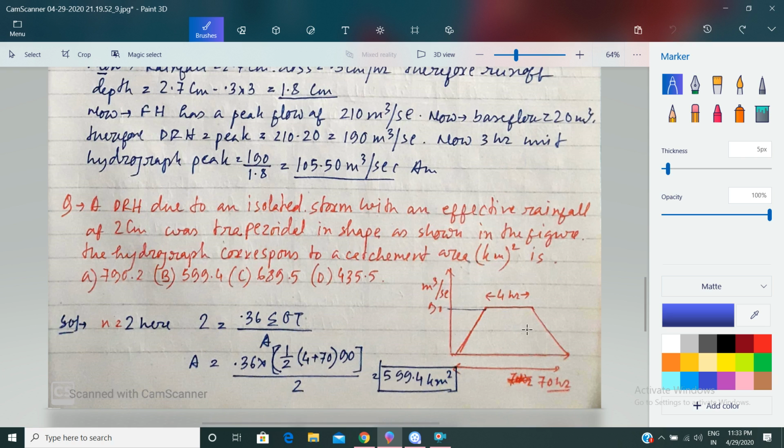See, this one is the area or volume. Now this one is in hours and this one in meter cube per second. If you have to multiply this one with this, hours have to be converted to seconds. So half into 4 hours plus 70 hours, into 3600 to convert to seconds, into 90 meter cube per second will give you the volume in meter cube. Then divide it by 2 centimeter, but you have to convert this to meters also. Then we will get the area in meter square, then convert it into kilometer square. This will be helpful to you.